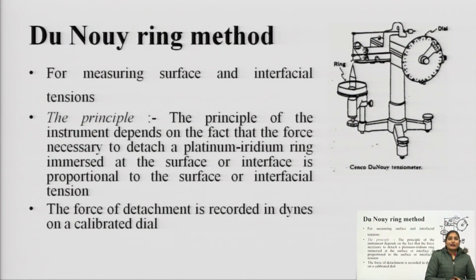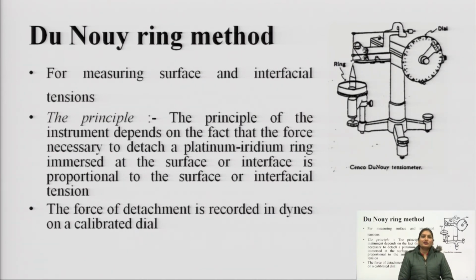Okay. Next method for determination of surface and interfacial tension is the du Nouy ring method. Okay. This method is applicable for the surface as well as interfacial tension. The capillary rise method was only used to calculate the surface tension. It was not applicable for the interfacial tension, but the du Nouy ring method is helpful for the measurement of surface and interfacial tension.